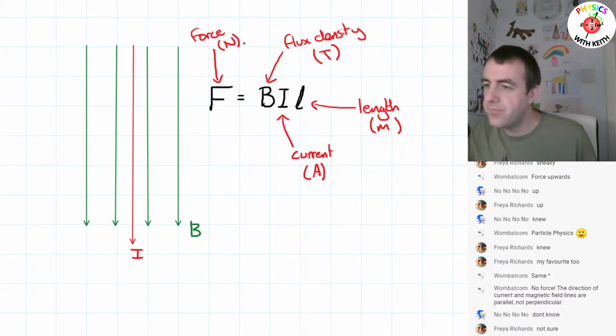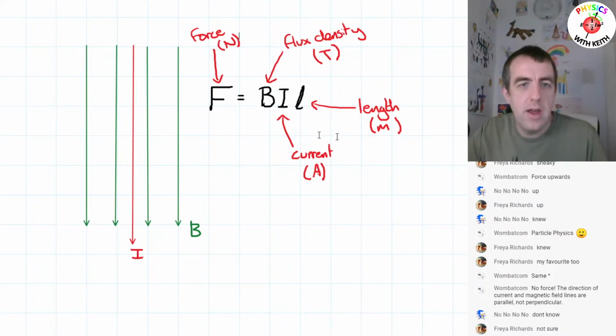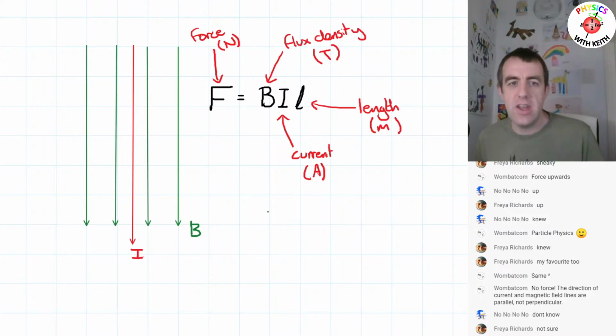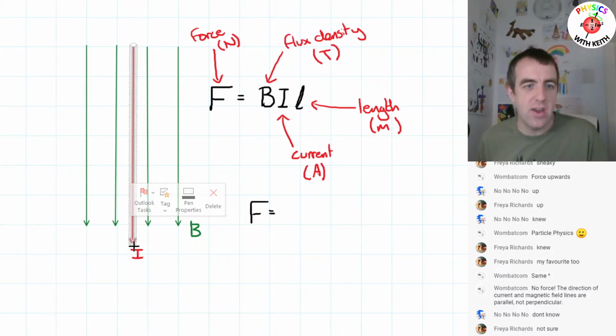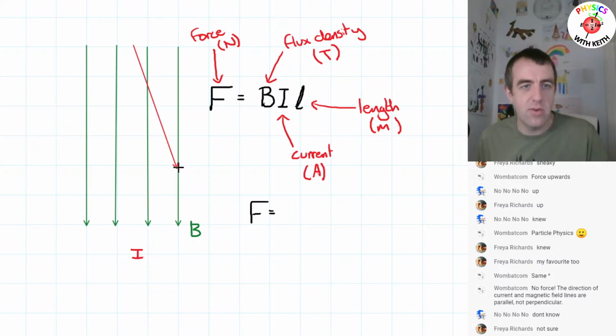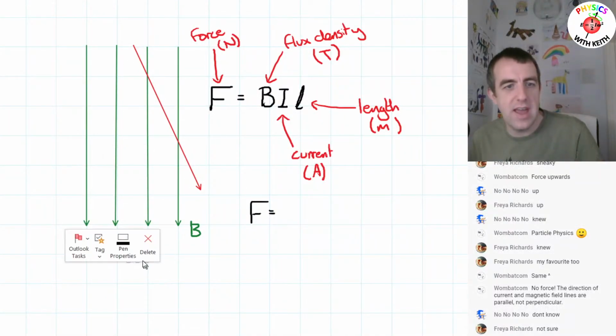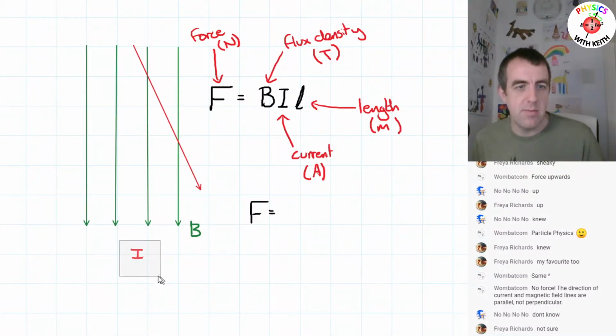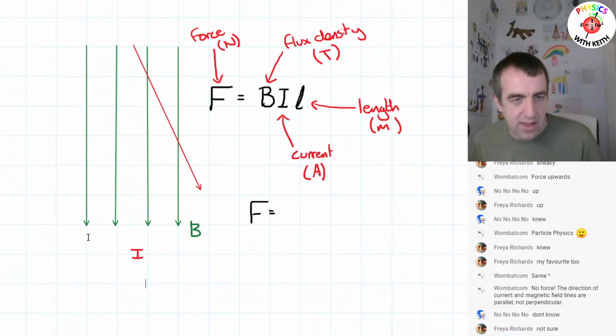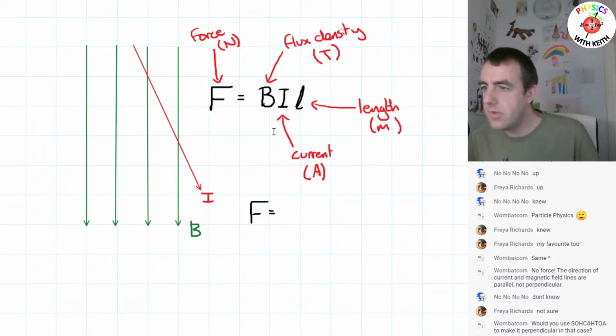Okay, so for A-level students, there's one extra little thing we can add to this, which is that at A-level, you might have pictures where the current is at some sort of angle. Okay, there we go. The current is at some sort of angle to the magnetic field. Why can't I just drag that? Come on, you can do it. I'm not going to give up. I'm going to succeed. There we go.